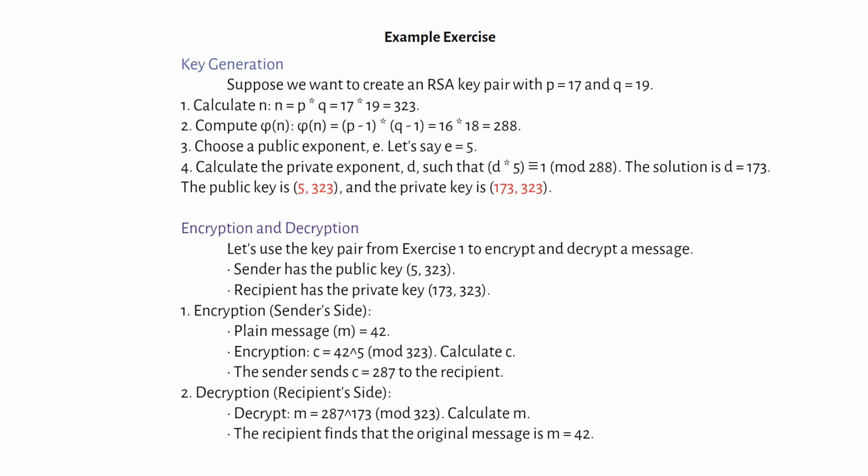This ciphertext is sent to the recipient and the recipient decrypts the message using the private key. So the original message m equals 287 power 173 modulus 323. And the recipient gets the message m equals 42. So this is how the RSA algorithm works. This exercise demonstrates the key generation process and how RSA is used for encryption and decryption. Practicing this concept with different prime numbers and messages can enhance your understanding of RSA cryptography.